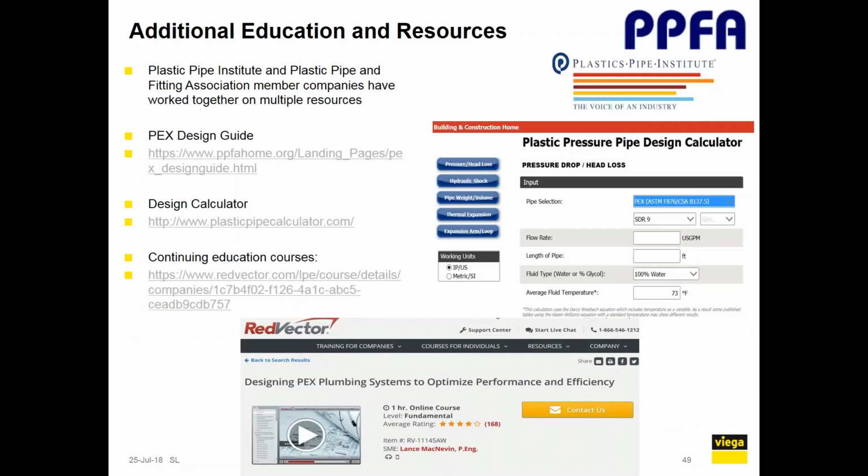Viega is a member of the Plastic Pipe and Fitting Association, as well as the Plastic Pipe Institute. And this is where member companies come together and we work on multiple resources to support the PEX industry. So one option here is the PEX Design Guide, available at the PPFA website. There's a design calculator also. It's available at the Plastic Pipe Calculator website. And then there are continuing education courses that have been developed through member companies at PPI that are available through Red Vector that qualify for continuing education requirements.